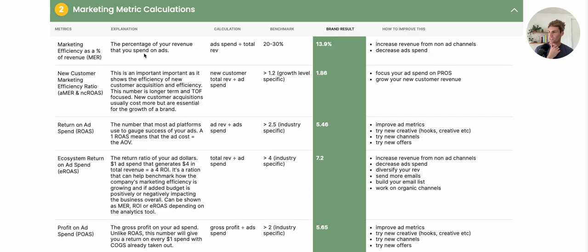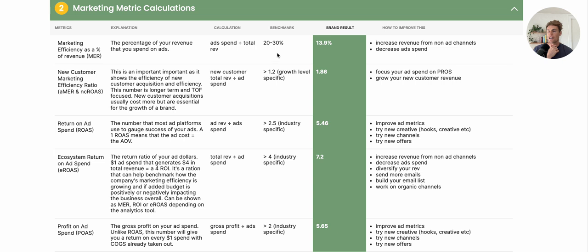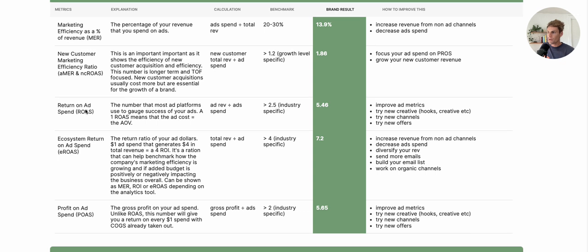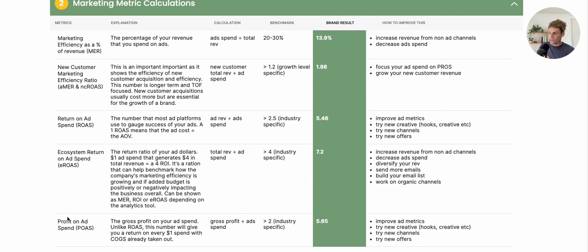And so we got down to the marketing metrics here. So marketing efficiency, you might have heard of some of these metrics over the years of running your store, but ideally you still want to read the explanations and understand the calculations, but you can just kind of look at the benchmarks and the results if you don't want to get too detailed into it. But ideally, these are all different ways of looking at the performance of your store.